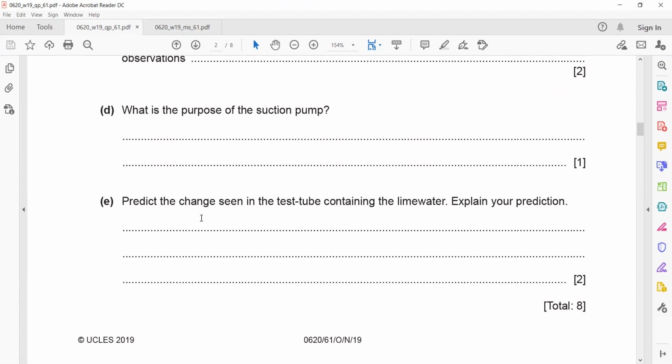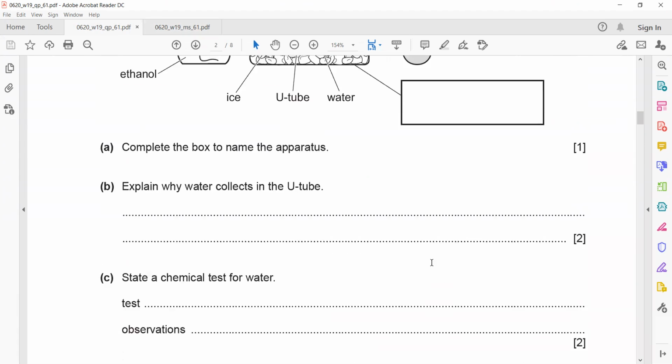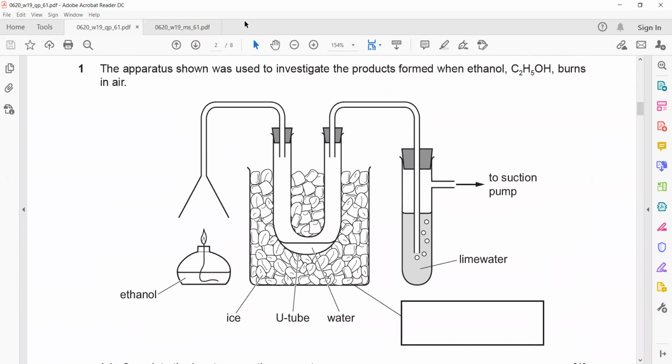Predict the change seen in a test tube containing lime water and explain your prediction. So what will we observe in the lime water? Because ethanol is burned, it produces carbon dioxide and water vapor. So what happened to the lime water? The carbon dioxide escapes as a gas and passes through the lime water.